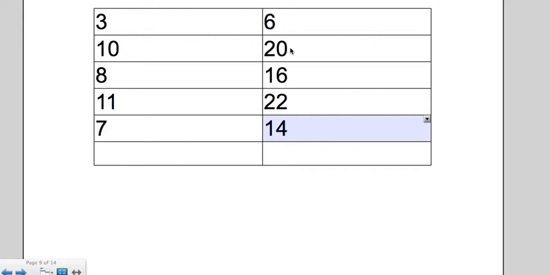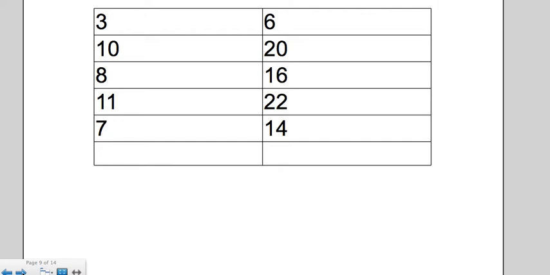So if I apply my rules, and if I think about the first one I tried, I said 3 plus 3. What if I add 3 and I say 10 plus 3? That doesn't equal 20. So plus 3 does not work for every input. So I need to try another rule. If I apply my rule times 2, 3 times 2 is 6. 10 times 2 is 20. 8 times 2 is 16. 11 times 2 is 22. So I can see that my rule is to multiply by 2.